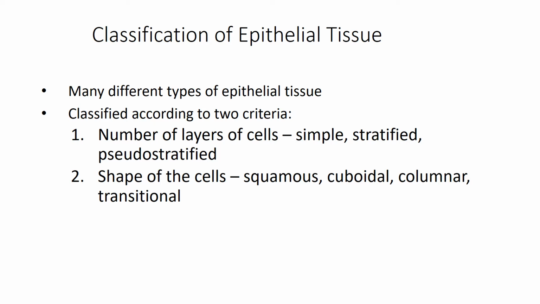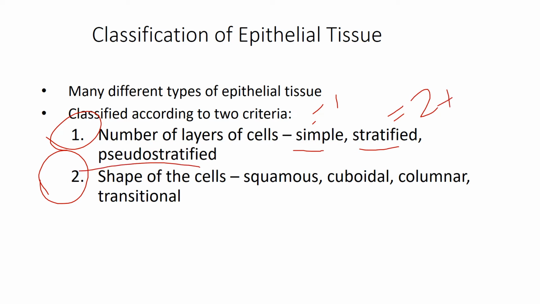In order to classify epithelial tissue, we have to look at two different criteria. All right, first we talk about the number of layers of cells. The second is to look at the shape of the cell. So there's three different layers. So we have simple, which equals one layer, stratified equals two or more, and pseudostratified means that it equals one true layer. However, it looks like there's multiple based on the nuclei arrangement.